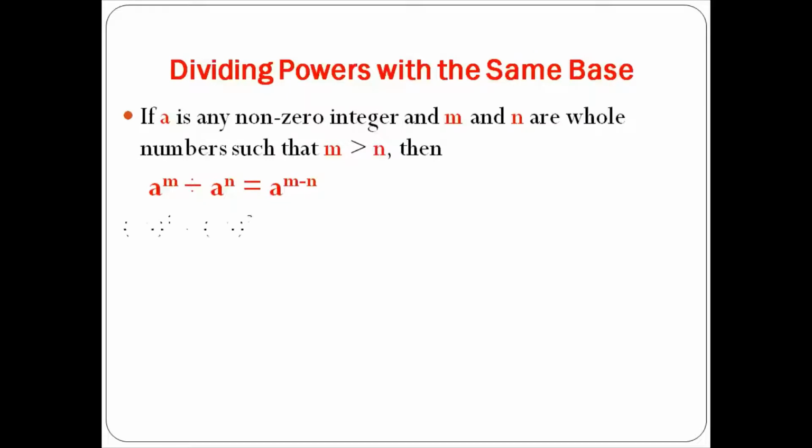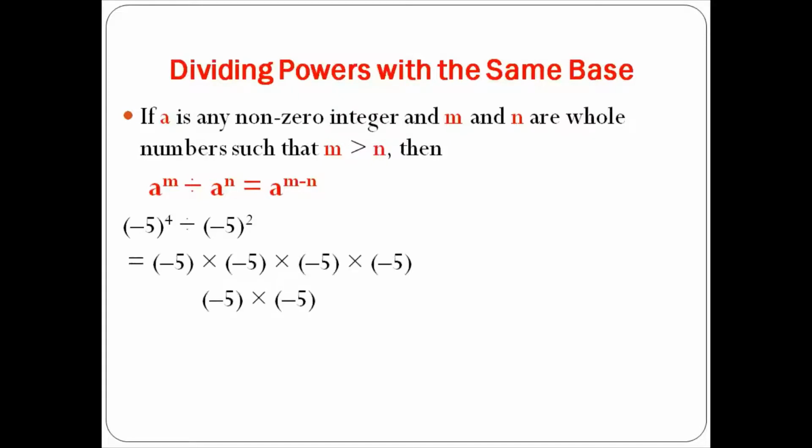Let's see one example. Minus 5 raised to 4 divided by minus 5 raised to 2. So here in first term, minus 5 is having power of 4 and minus 5 is having power of 2. Normally if we want to solve it, so what we are going to do, we will expand these terms. So minus 5 raised to power of 4 will be written as minus 5 multiplied by minus 5 multiplied by minus 5 multiplied by minus 5.